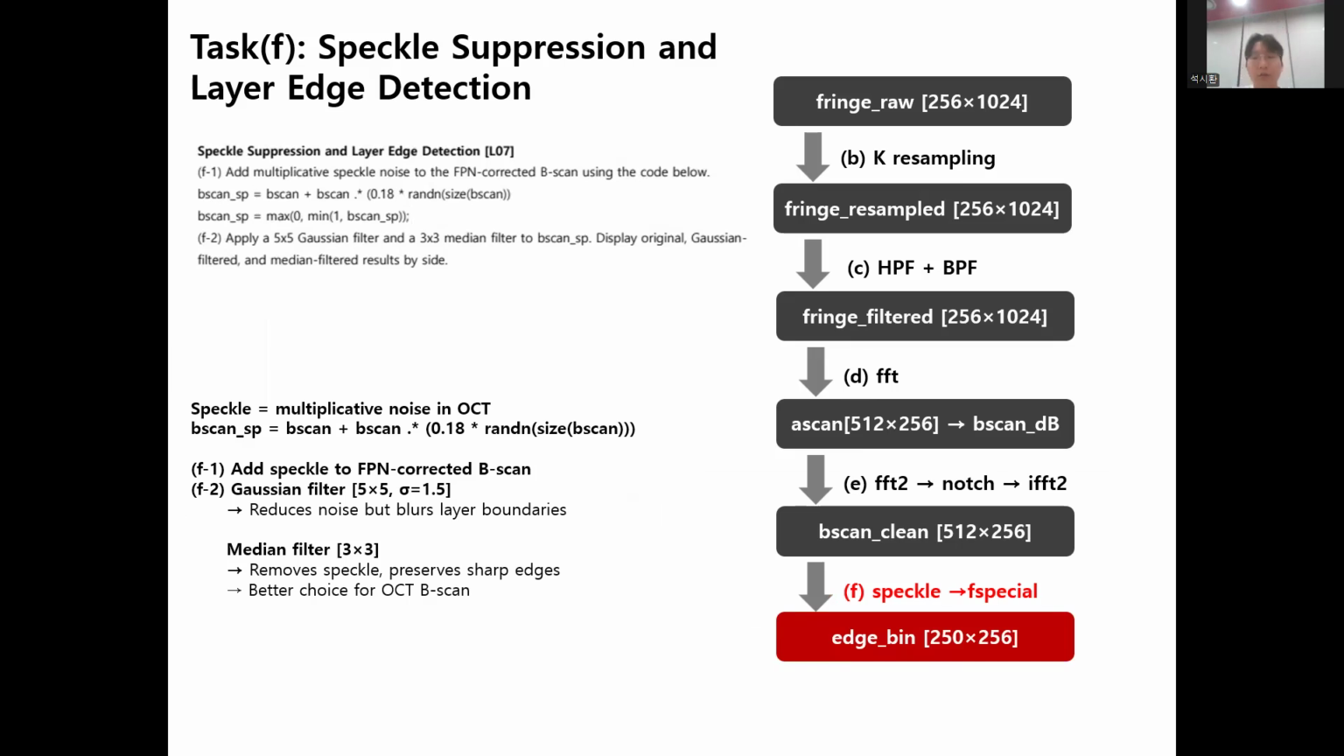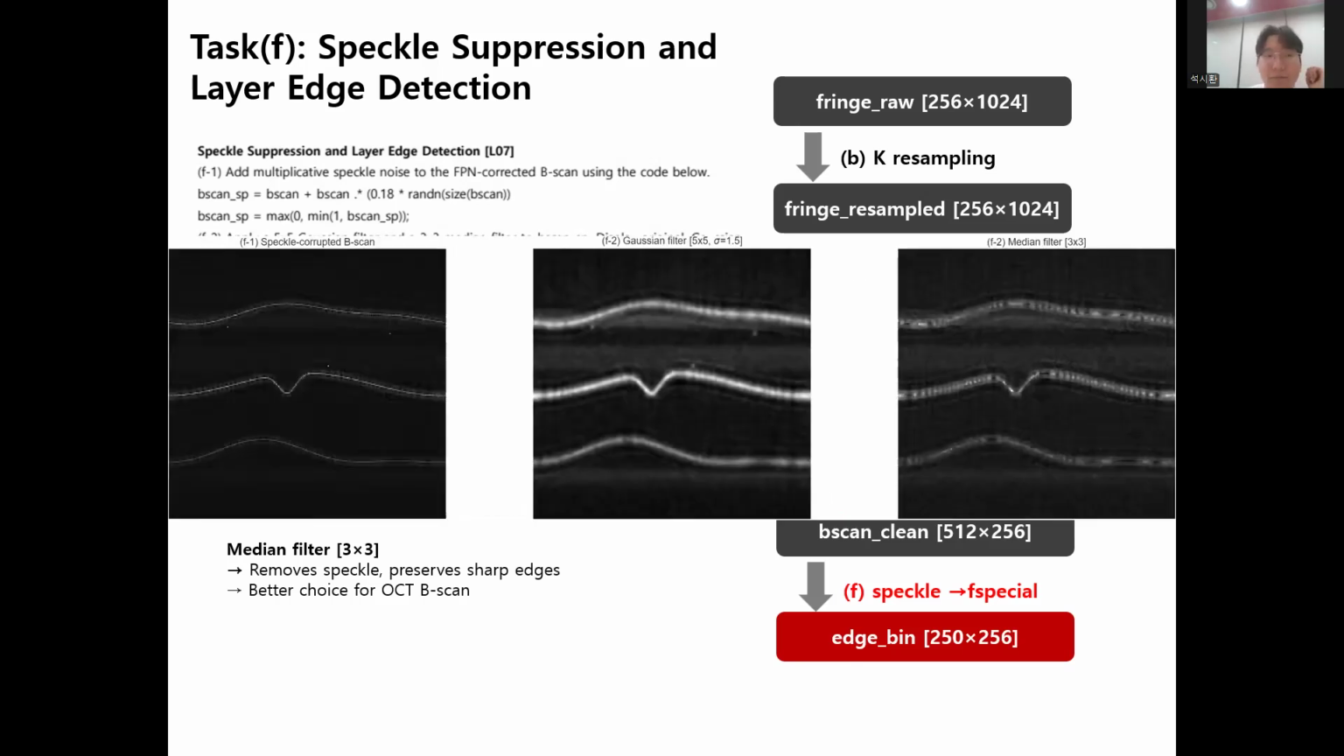Task F. Task F compares two spatial filters for speckle suppression. Speckle is modeled as multiplicative noise. The Gaussian filter reduces noise but blurs layer boundaries. The median filter removes speckle while preserving sharp edges, making it a better choice for OCT B-scans.